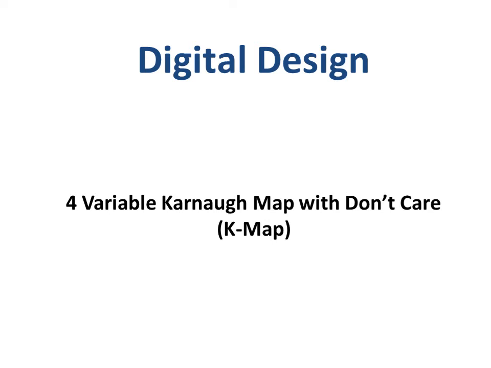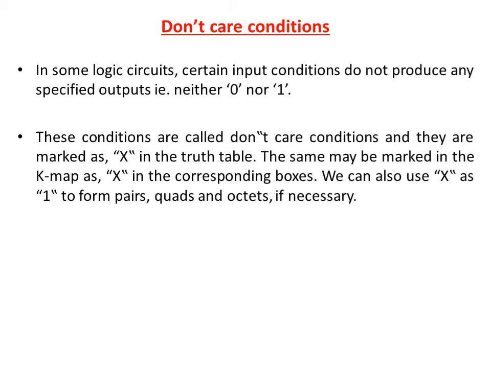In this video, I am going to discuss how don't care conditions are used to reduce the expressions by Karnaugh map method. What are don't care conditions? In some logic circuits, certain input conditions do not produce any specified outputs, that is neither 0 nor 1. These conditions are called don't care conditions and they are marked as X in the truth table. In the same way, in the K map it's marked as X in the corresponding boxes.